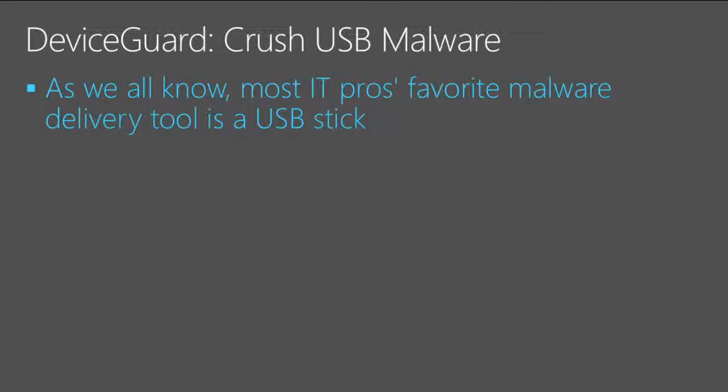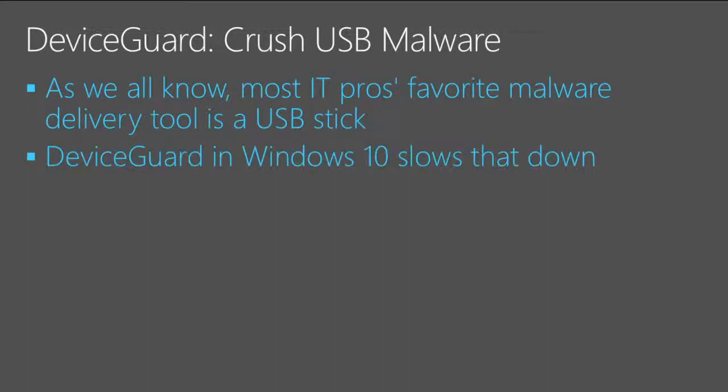So, anyway, as we know, most IT pros' favorite malware deployment is a diseased USB stick. Okay, and Device Guard in Windows 10, I'm going to say slows that down. There's no such thing as stopping it, but Microsoft is putting some more bricks in the way between you and the bad guys. Device Guard. Who here has heard of AppLocker? Software restriction policies. It's like that, but it works.